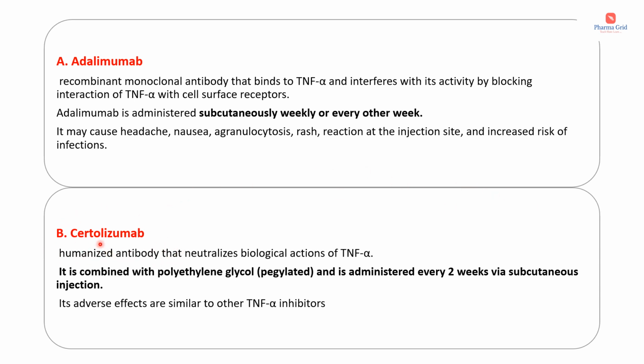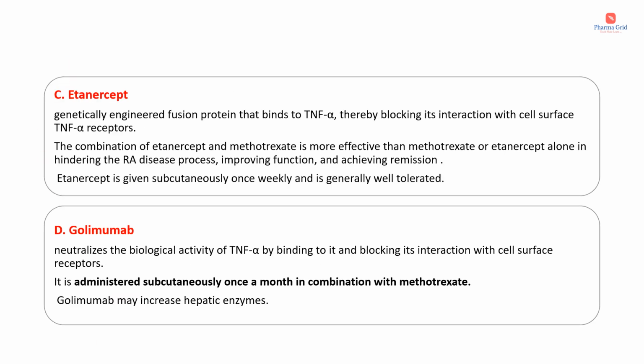Next one is certolizumab. It is also a humanized antibody that neutralizes the biological actions of tumor necrosis factor alpha. It is usually given in a combined form with polyethylene glycol, that is, it is given as a pegylated form, and administered every 2 weeks via subcutaneous injection. Adverse effects are almost similar to other TNF alpha inhibitors.